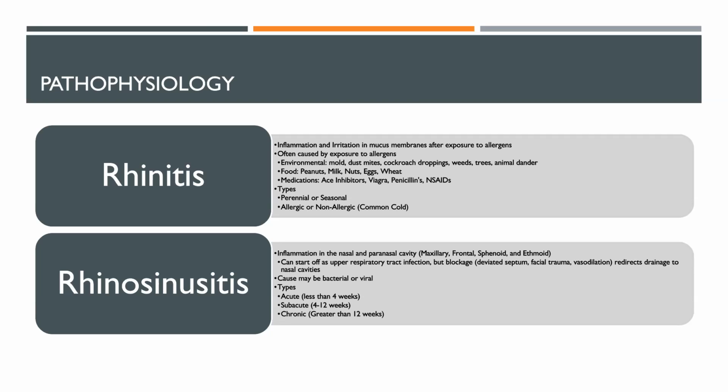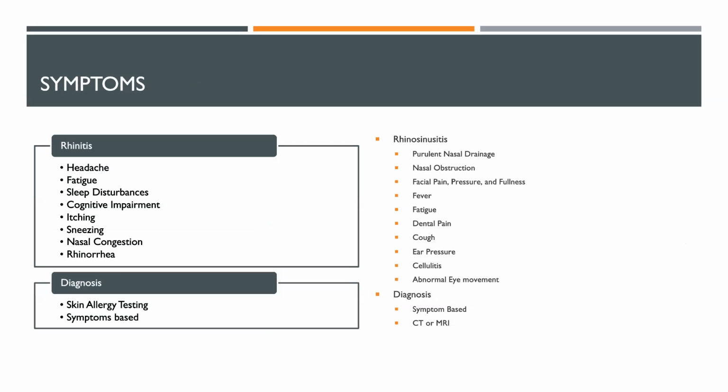The cause may be bacterial or viral, and the different types are acute, which would be less than 4 weeks of infection, subacute, where the infection lasts 4 to 12 weeks, or chronic, where the infection lasts greater than 12 weeks. Symptoms of rhinitis would include a headache, fatigue, sleep disturbances, cognitive impairment, itching, sneezing, nasal congestion, and rhinorrhea.